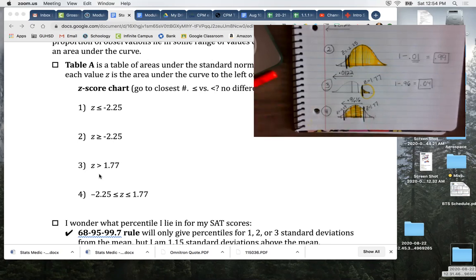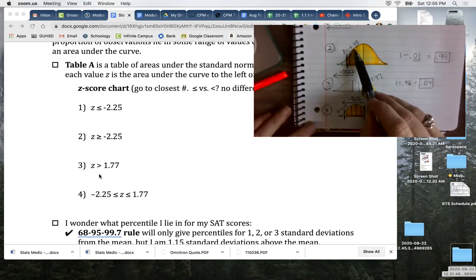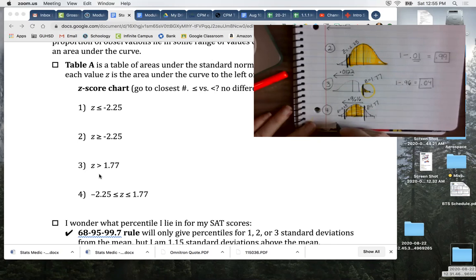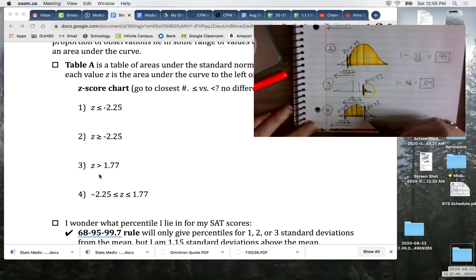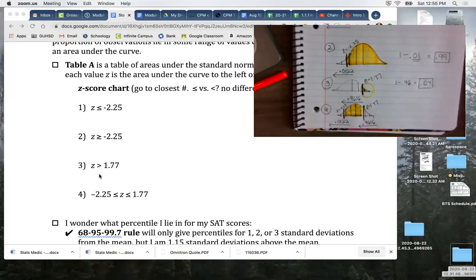Okay, so the way we figure that out, we do the exact same process. I go to the table, I look up negative 2.25. I still have that 0.0122. That's the area to the left. I go to 1.77, which I just did in the previous example. I still have in the table 0.9616. That's the area to the left. And now I want to know this area in between.